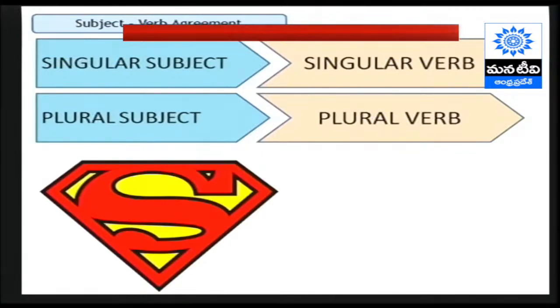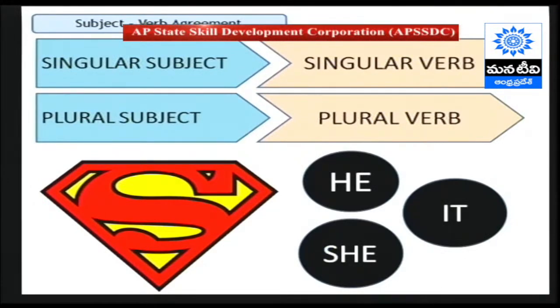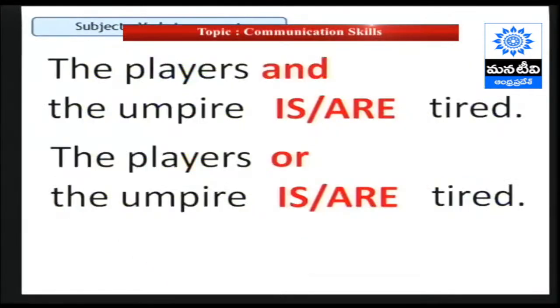So the reason I put the Superman symbol: in case you have he, she, it, or any singular form of subject, you will use a singular form of verb. What do I mean by this? See here: the players and the umpire is or are tired. The second sentence: the players or the umpire is or are tired. So what do we need to do here? Now, when I'm using and, I'm combining two singular forms. That becomes plural, so I will use the plural form of verb.